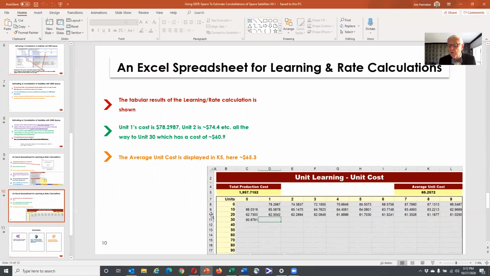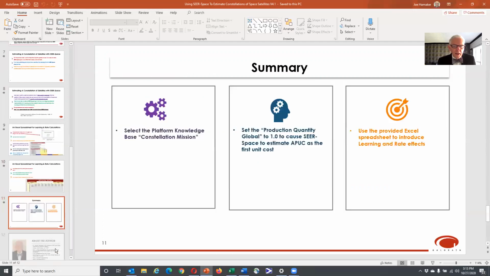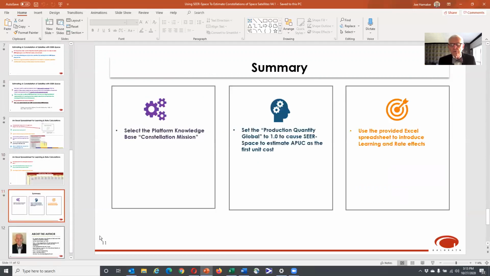Now, the average unit cost over all 30 of these units is 65.2572, shown in the top right-hand corner of the unit learning unit cost table. And the total cost for the 30 units, in the top left-hand corner of the table, is just shy of 2,000 units of money, 1957.7. Okay, so that's the gist of how to use SEER Space to estimate a constellation of satellites.